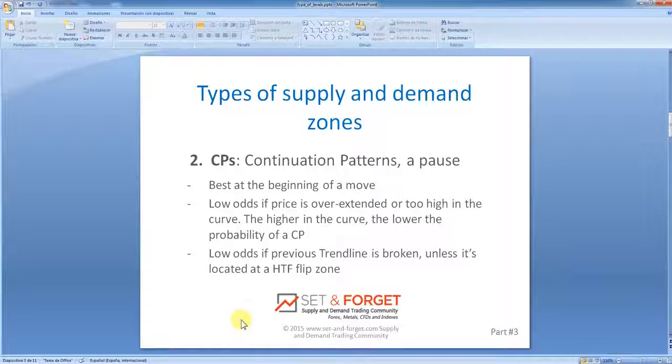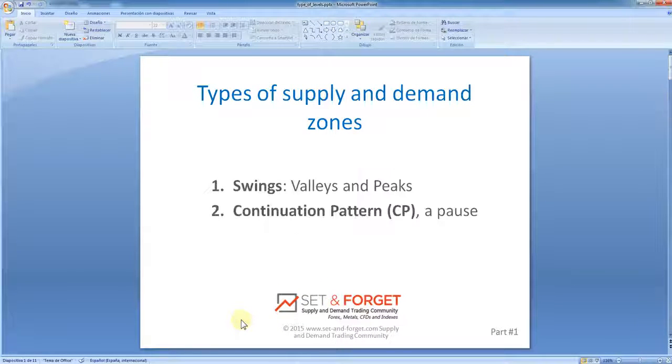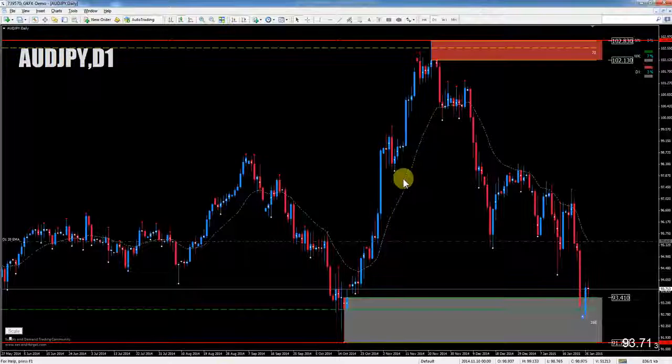And this is it for the CPs and the type of levels. Okay, summarizing, we have two types of levels: swings, which are composed of valleys and peaks, and continuation patterns, that are CPs opposed in the market. Okay, thanks a lot.